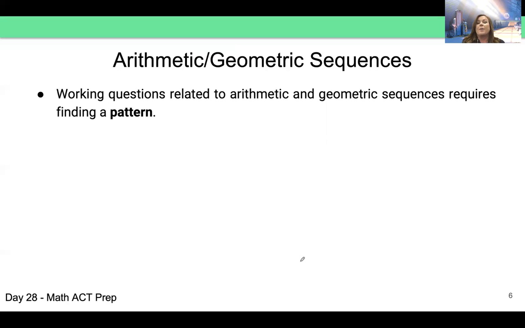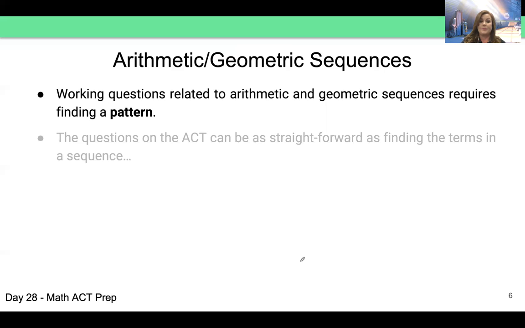We do arithmetic and geometric sequences because that's when we recognize a pattern. And if we can recognize a pattern with anything in math, we can write a formula. And if we can write a formula, it makes it simple for us. You also can program it into a computer and do really complex math problems. ACT questions are going to be straightforward, like, what is the nth term in the sequence?